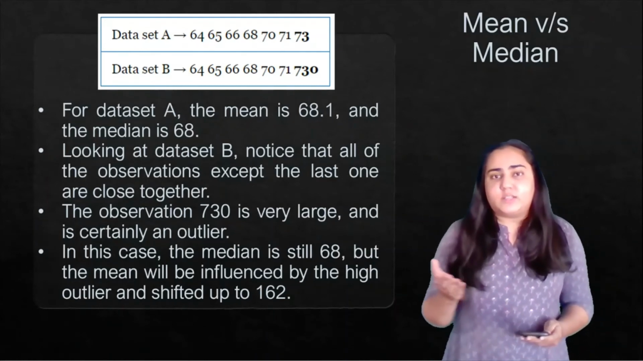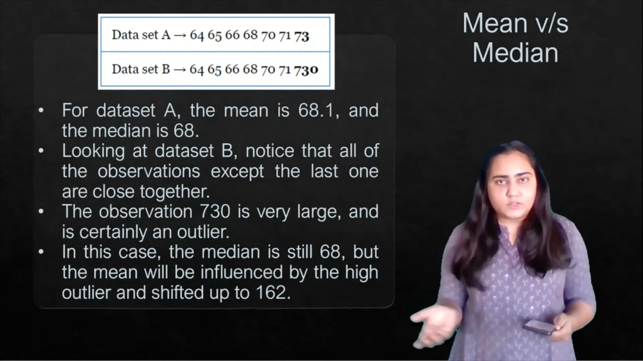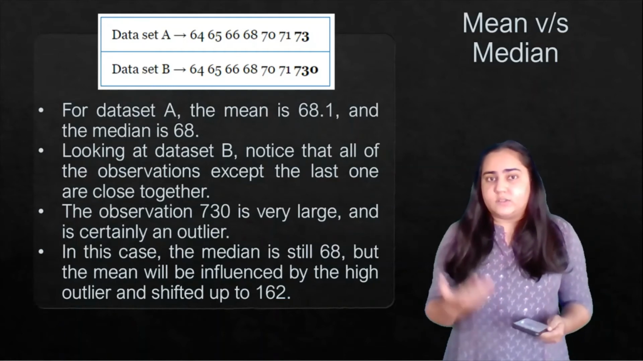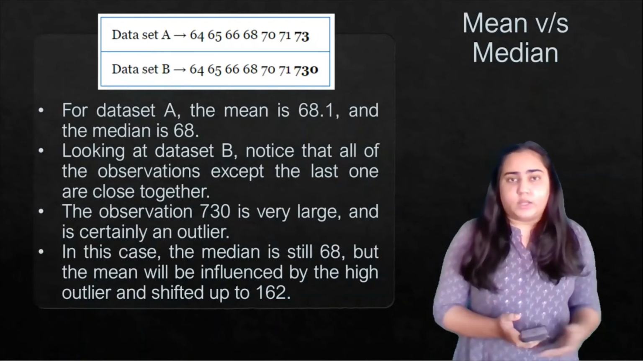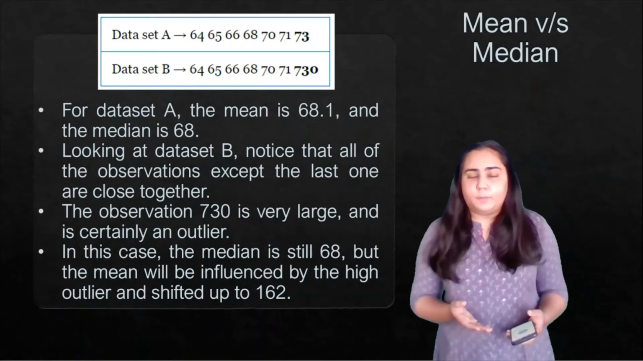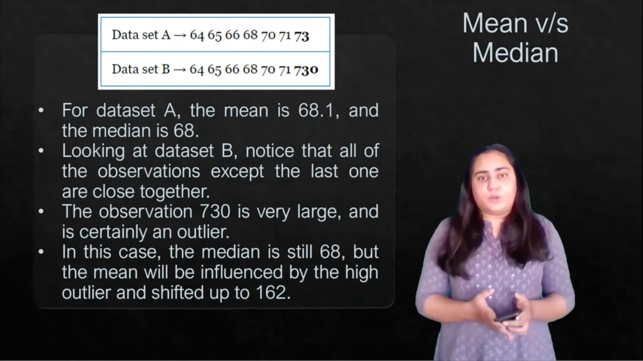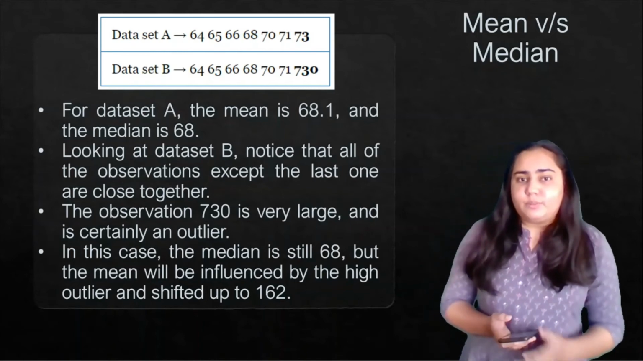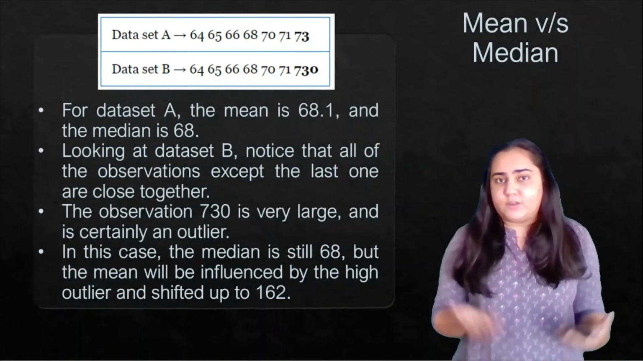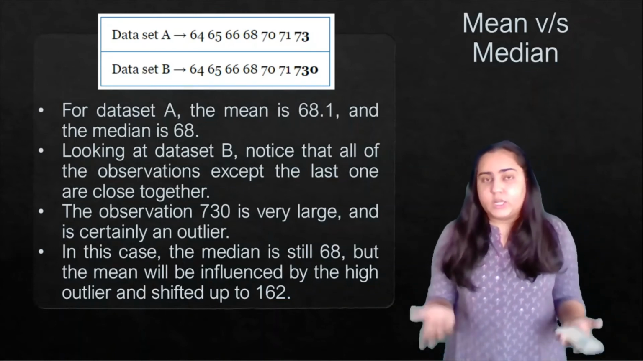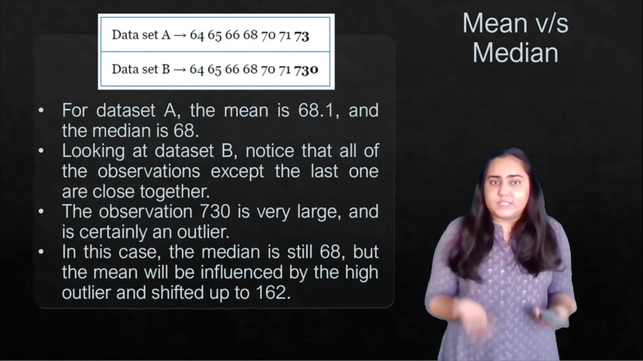And if you see the data set B, then all observations between A and B are the same except the last one, which is 730 instead of 73, which is very large. And you can say it's an outlier because obviously if you make a histogram, this 730 will be somewhere far away from the other data which is plotted. So in this case, the median in data set B is still 68. The median did not change. The reason for this is because the order did not change. The ascending order of the data is still the same, and so the middle value is still 68.